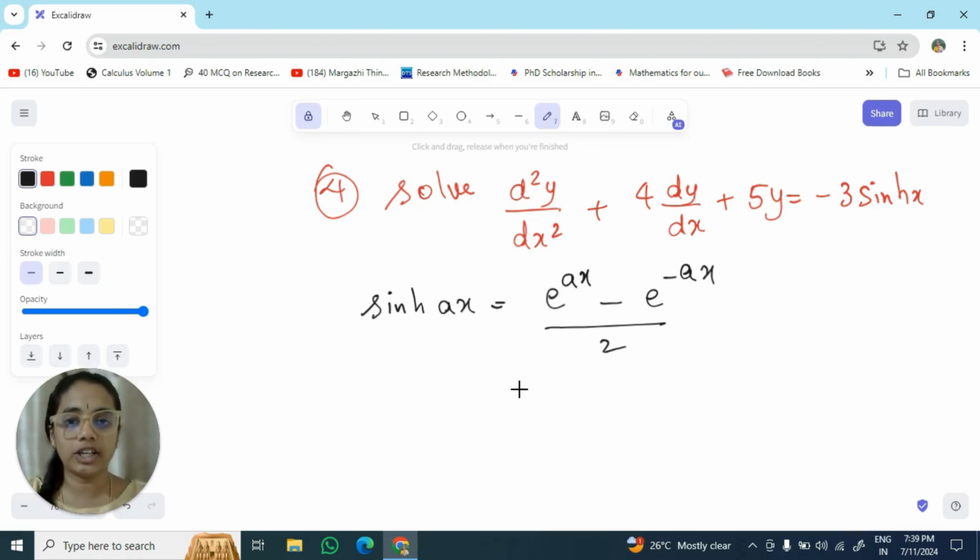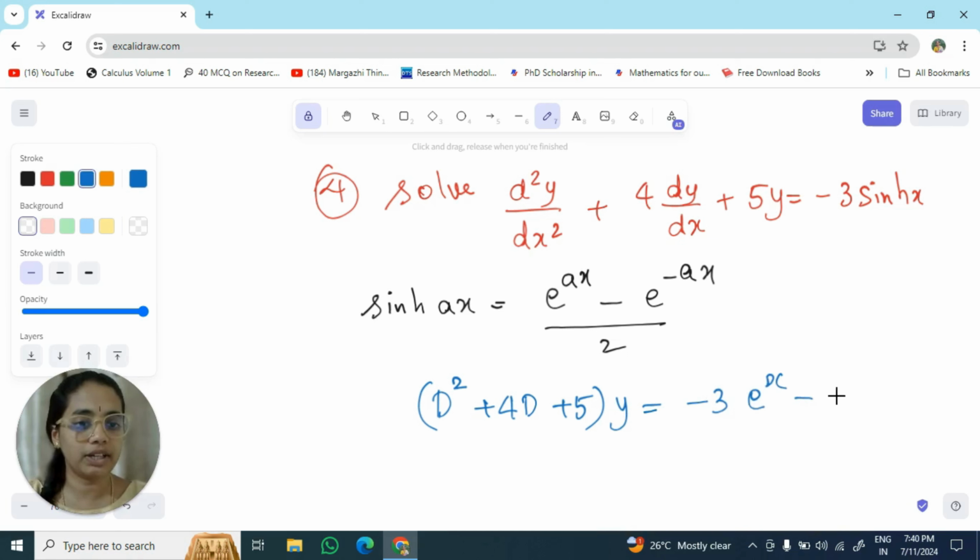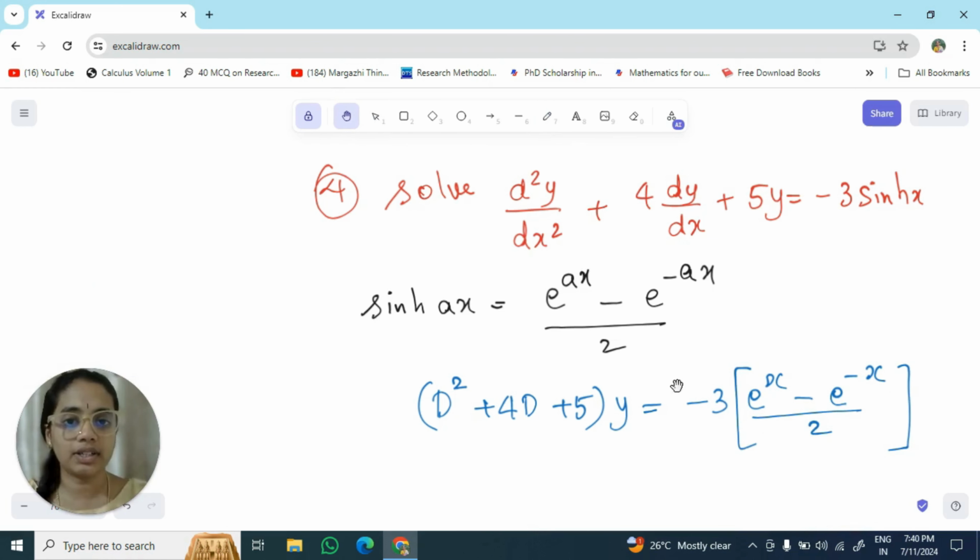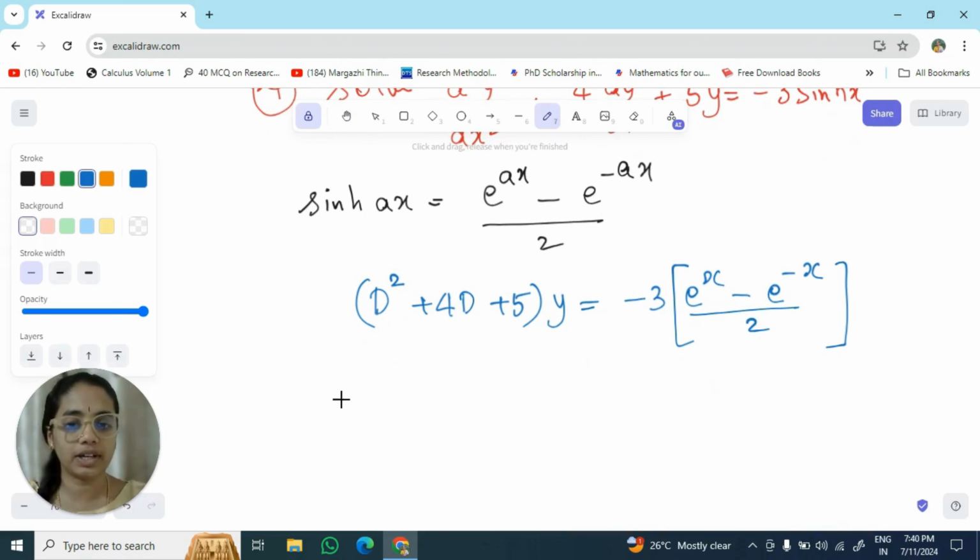Agree. So let us just rewrite the given question. I will be writing it as d square plus 4d plus 5 whole thing into y is equal to minus 3, which is a constant coefficient, right? It remains as it is, into e power x minus e power negative x by 2. Yes. So let us start with the usual steps, that is finding the auxiliary equation.